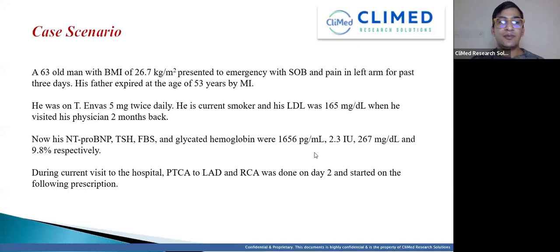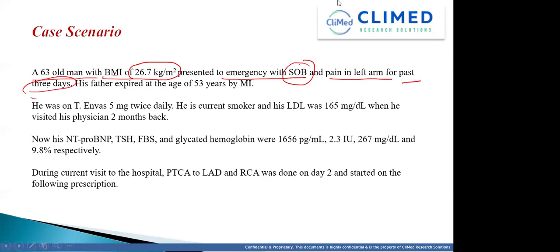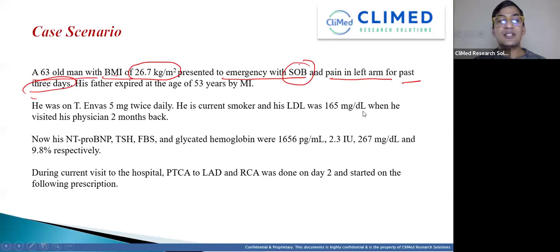See, there is a 63-year-old male with a BMI of 26.7 who presented to the emergency department. Emergency people, listen carefully and you have to answer. He presented with shortness of breath and pain in the left arm for the past 3 days. His father expired at the age of 53 from myocardial infarction.